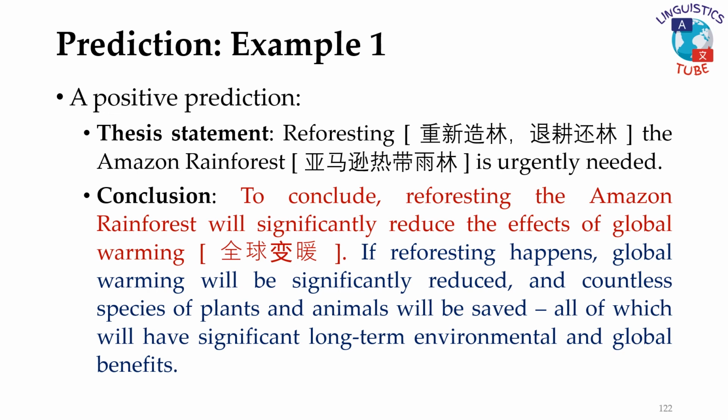To conclude, reforesting the Amazon rainforest will significantly reduce the effects of global warming. If reforesting happens, global warming will be significantly reduced, and countless species of plants and animals will be saved, all of which will have significant long-term environmental and global benefits.